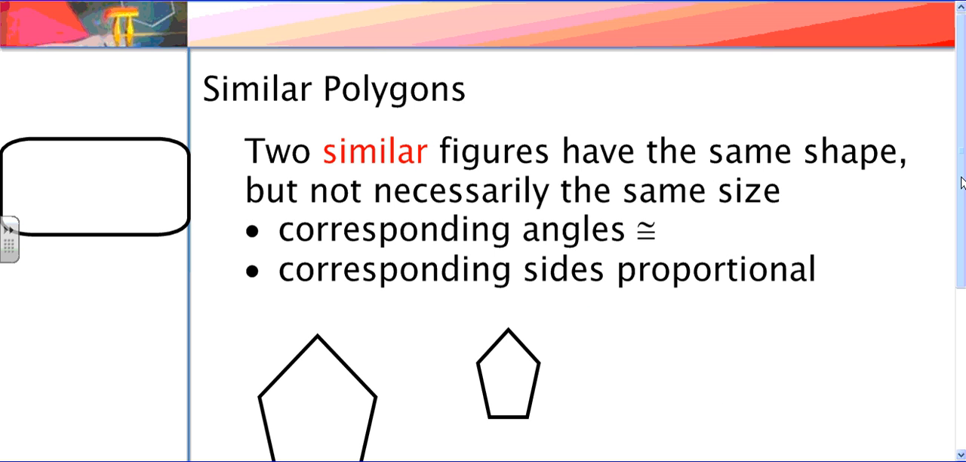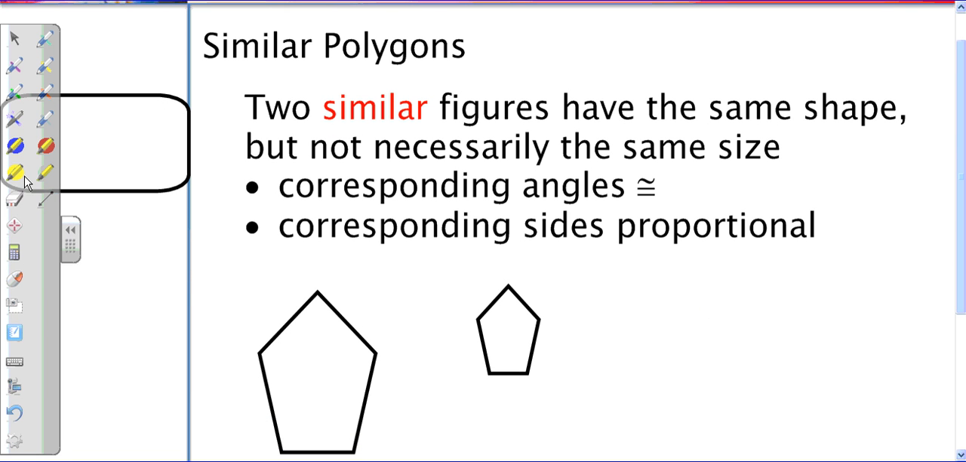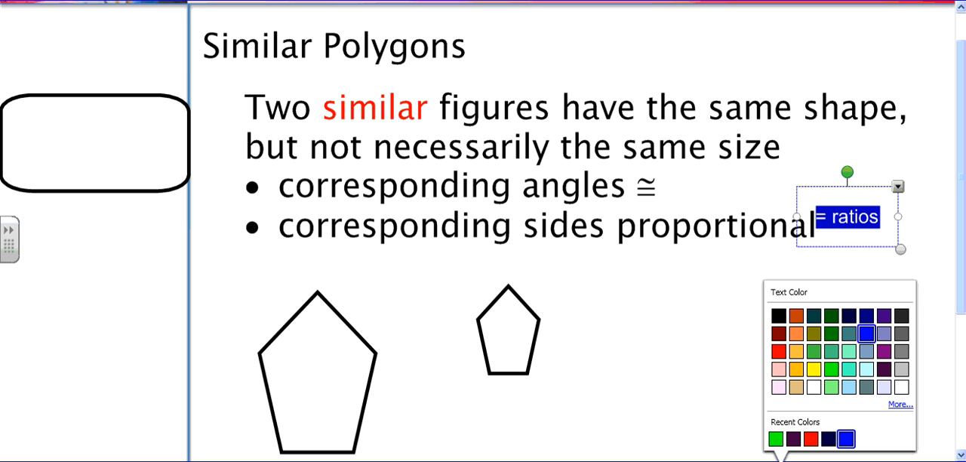Okay, now let's talk about similar polygons. We say that 2 polygons are similar if they have the same shape, but not necessarily the same size. So what that means exactly is that their angles are still all going to be congruent, but now their sides aren't going to be congruent. However, their sides do have to be proportional. So when you're thinking proportion, what you need to be thinking about is equal ratios. That's what it means to be proportional, that you have 2 ratios that are equal to each other.